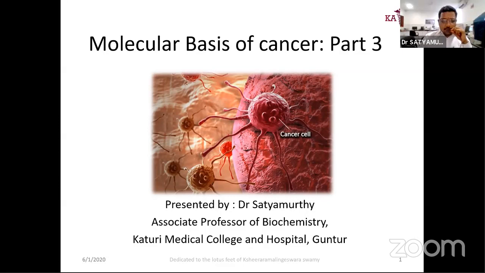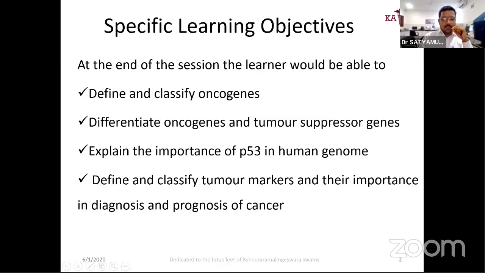Yes, welcome back, my dear students and Dr. Kavya. In this session, we'll define and classify the oncogenes, differentiate oncogenes and tumor suppressor genes, and discuss P53, the guardian of the human genome, and its importance. We'll also define and classify tumor markers and their importance in diagnosis and prognosis of cancer. This session will be a bit longer than the previous two sessions.